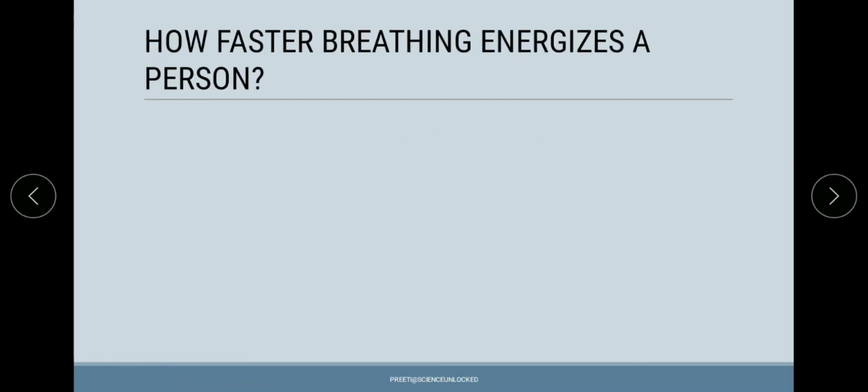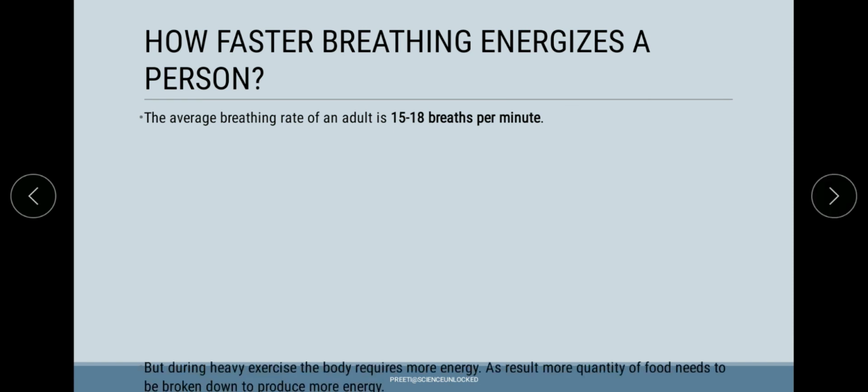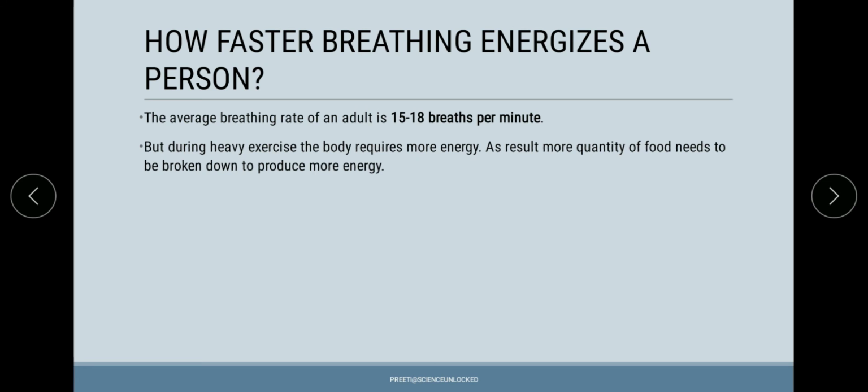So that is how the whole concept comes in: which organs are involved, and how the different organs perform their functions together. The next part that we have is how faster breathing energizes a person. It is a very efficient process, and we simply require 15 to 18 breaths a minute. That is enough for an individual to fulfill their requirement on a regular basis.